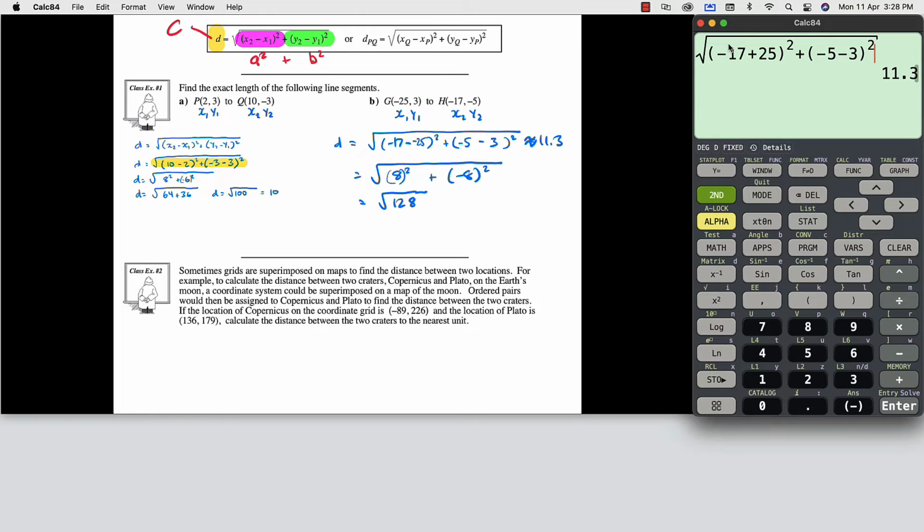And now what I need to do is look for perfect squares to pull out of there. Okay, well, I can pull out a 64 and a 2. So this can be broken down into root 64 and root 2. And as you know, root 64 is a perfect square, which is 8, but root 2 cannot be simplified anymore. So the exact answer would be 8 root 2.